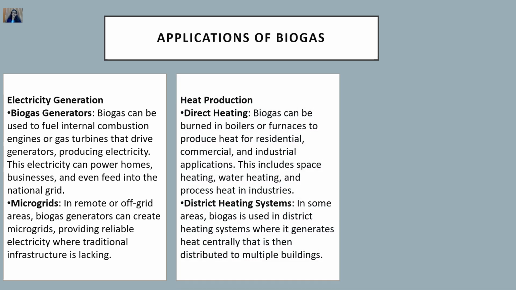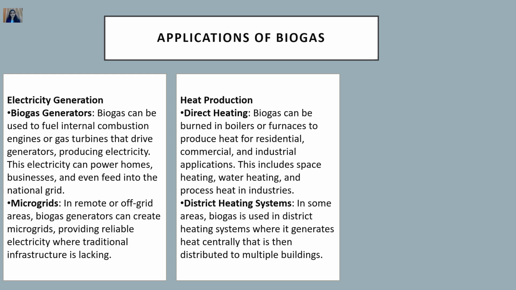Next, moving on to heat production through direct heating and district heating systems. In direct heating, biogas can be burned in boilers for residential, commercial and industrial applications. These include space heating, water heating and producing heat in industries. Next, moving on to the district heating system.